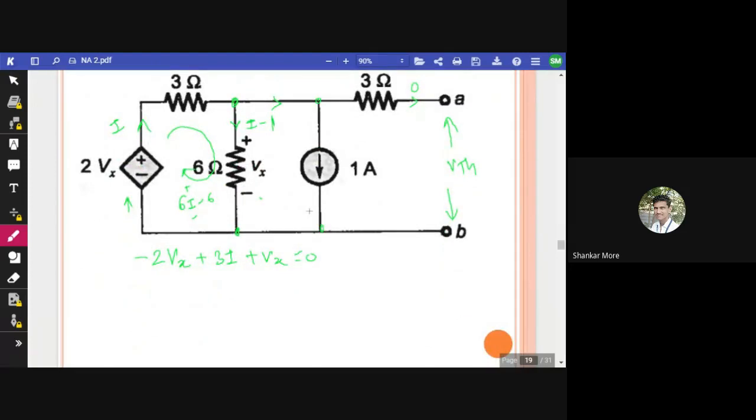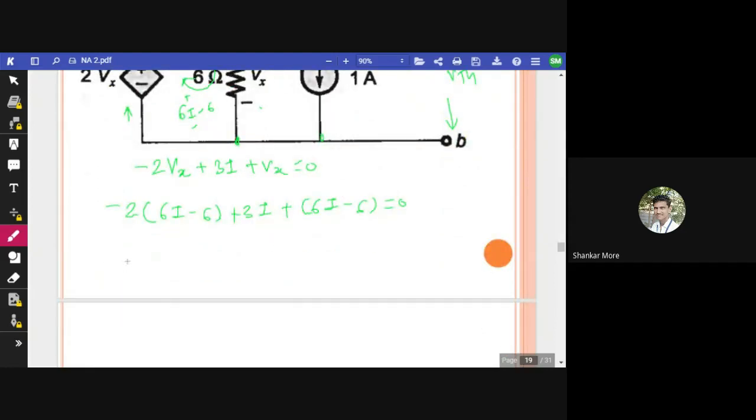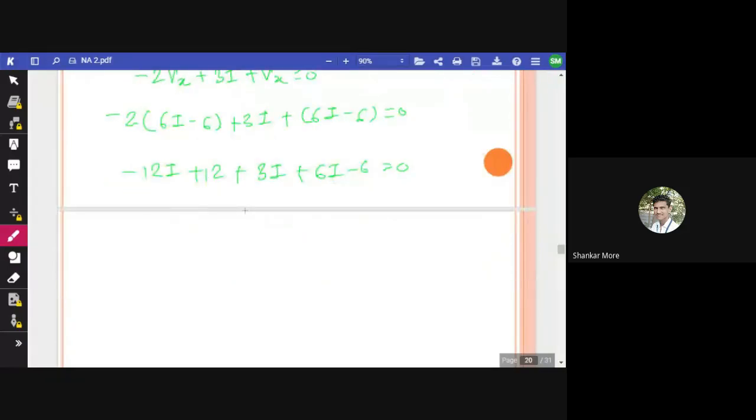So I will replace the Vx minus 2. Vx की वैल्यू है 6i-6, plus 3i plus Vx की वैल्यू है 6i-6 is equal to 0. So simplify it: minus 12i plus 12 plus 3i plus 6i-6 is equal to 0. अगर मैं कहीं पे गलत जा रहा हूं तो मुझे जरूर बताना. ठीक है. If you think I'm going in a wrong direction, you can tell me.